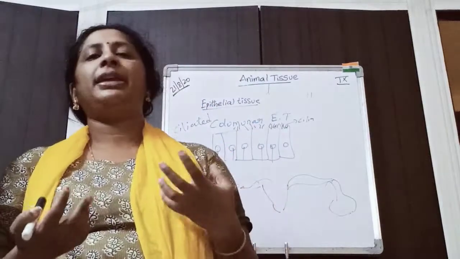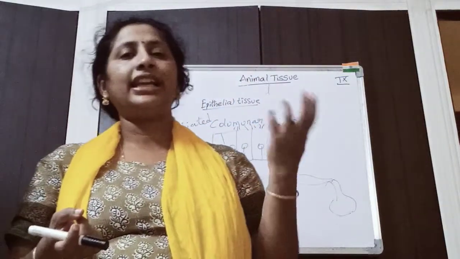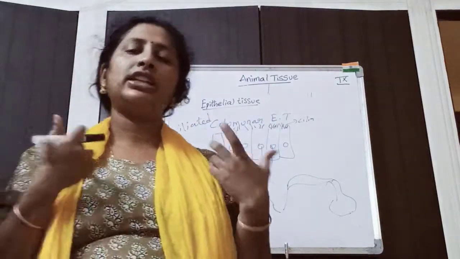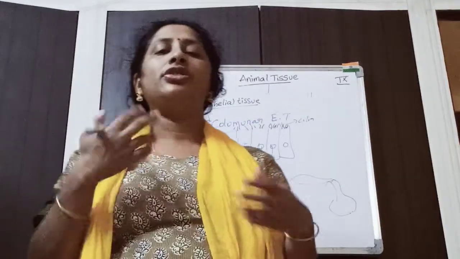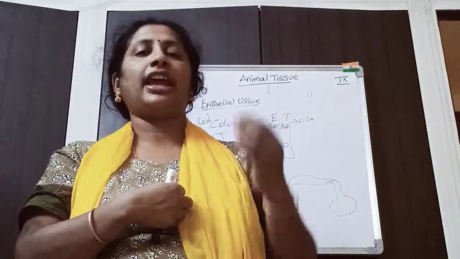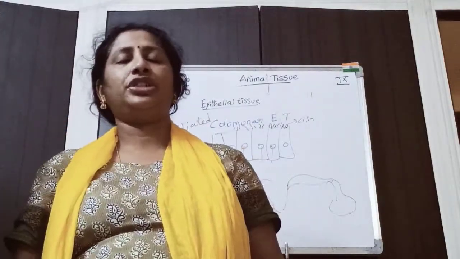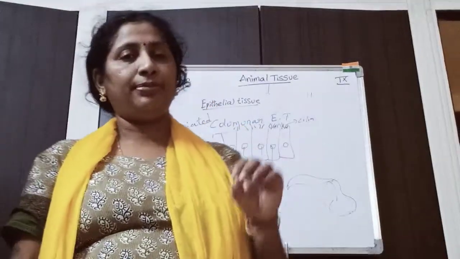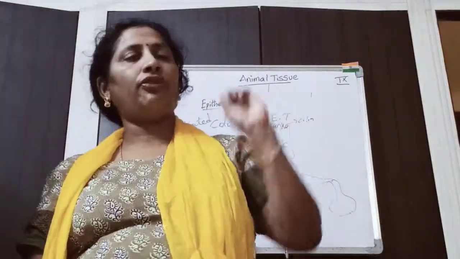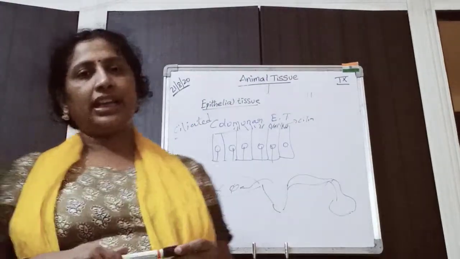And some columnar epithelial cells have hair-like structures which are called cilia. Also, these cells are called ciliated columnar epithelial cells. What is the function of cilia? It helps in movement of substances in one direction. For example, they are present in the respiratory tract, where they help in the movement of air in one direction, and in the fallopian tubes of the female reproductive system, where they help in the movement of the egg in one direction. So that is ciliated columnar epithelial tissue.